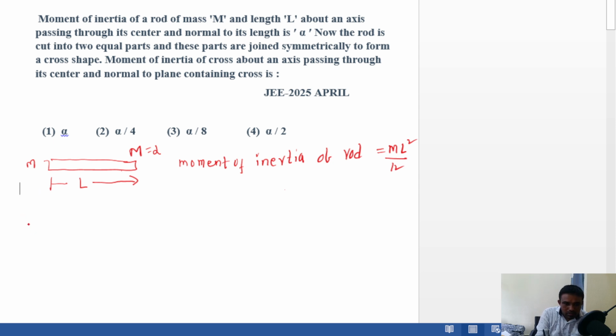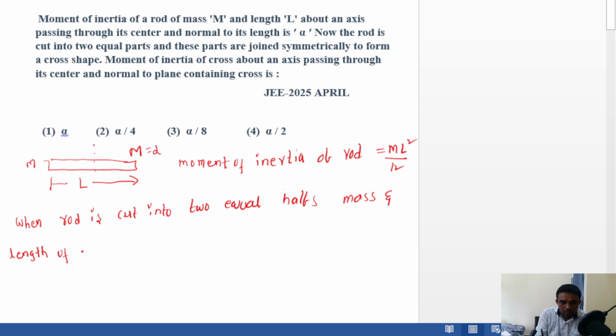When this rod is cut into two equal halves, then the mass and length of the rod become half: m by 2, L by 2.